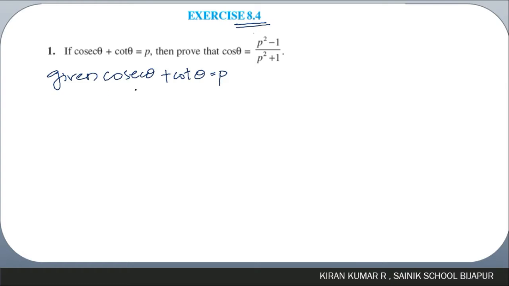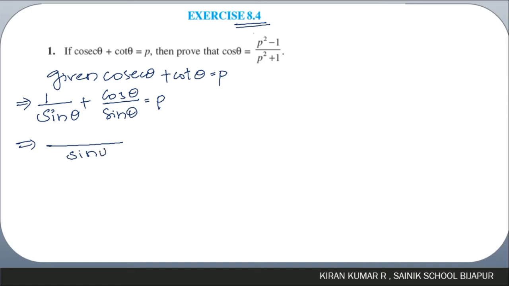I'd like to convert this cosecant and cot in terms of sine and cos. What do I get? This will be 1 by sine theta plus cot theta, which is nothing but cos theta upon sine theta, which is equal to p. There is sine theta, which is the LCM. I'll be getting 1 plus cos theta in the numerator, which is p. Here in the question, we have p square minus 1, p square plus 1. So better I'll consider squaring on both the sides.